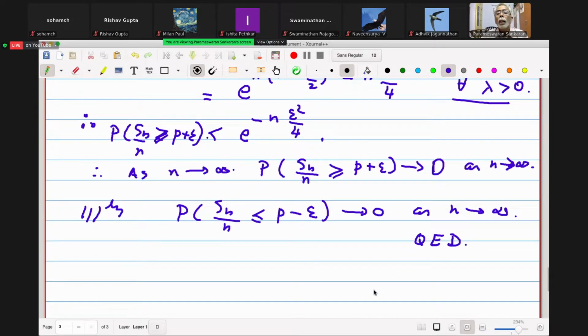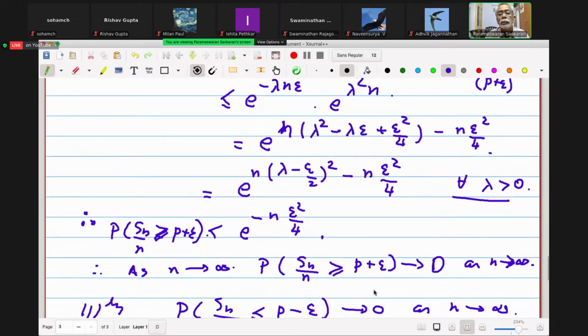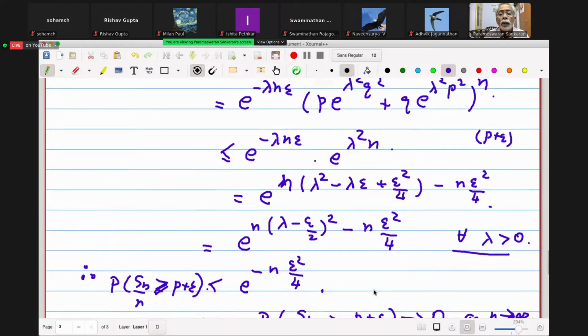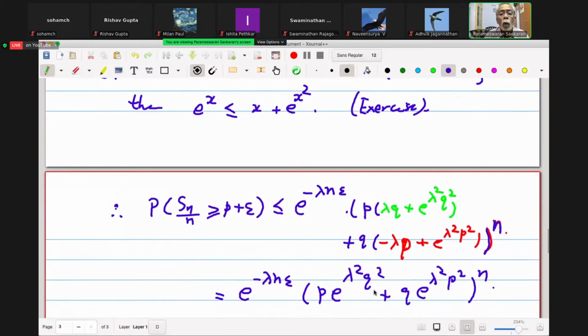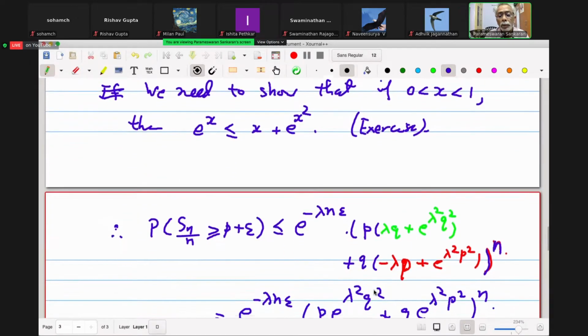Sir, can you scroll up just a little bit? Hmm. Sir, here you have written e lambda square n. How did you get this? Oh, there was a square, no, e power x square. And x was lambda q or minus lambda p and so on.